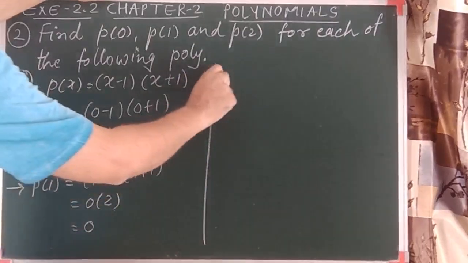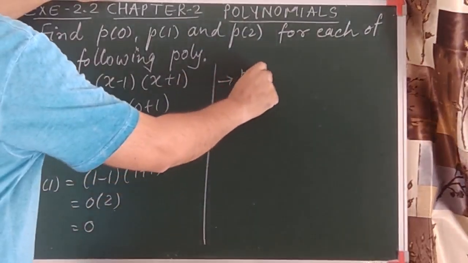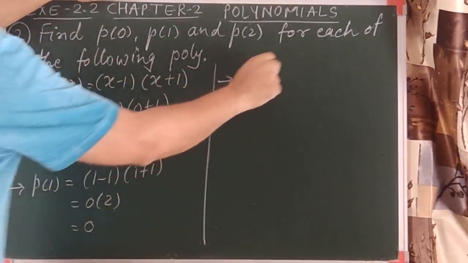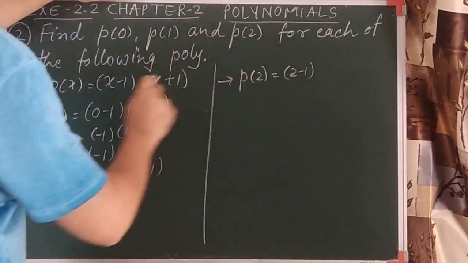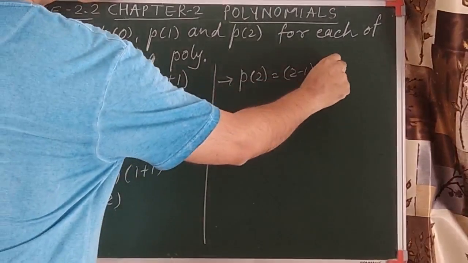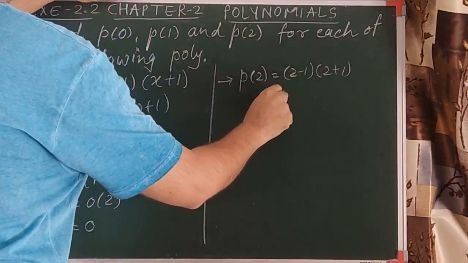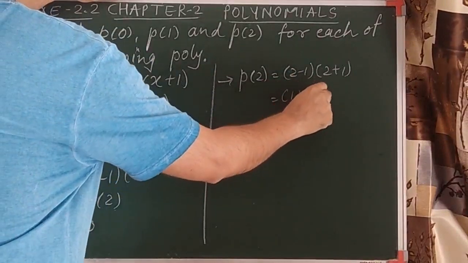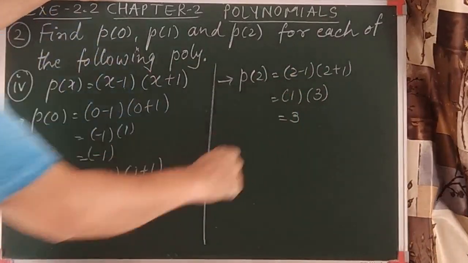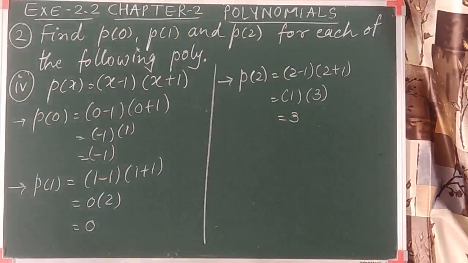Let's have one more value we have to find out, that is P of 2. So we have to substitute x as 2 in the given polynomial. So it is 2 minus 1 and 2 plus 1. 2 minus 1, that is 1, and 2 plus 1, that is 3, and 1 threes are 3. Thus we obtain the three values of the polynomial for P of 0, P of 1 and P of 2.